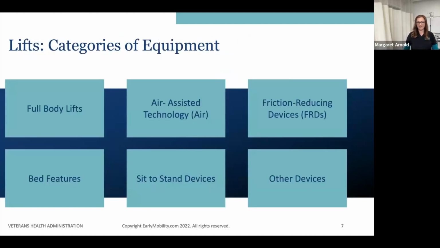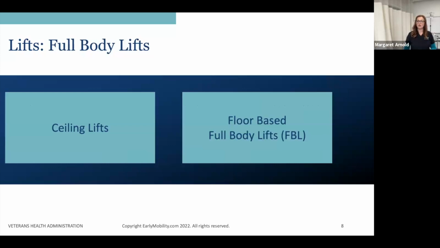There are several categories of equipment that we're going to discuss: full body lifts, air-assisted technology, friction-reducing devices, bed features, sit-to-stand devices, and other miscellaneous devices. First, let's talk about full body lifts. These are broken into two categories, sometimes called dependent lifts, and they can be mounted in the ceiling, called ceiling lifts, or they can be based on the floor with wheels, which are called floor-based lifts, or FBL for short.